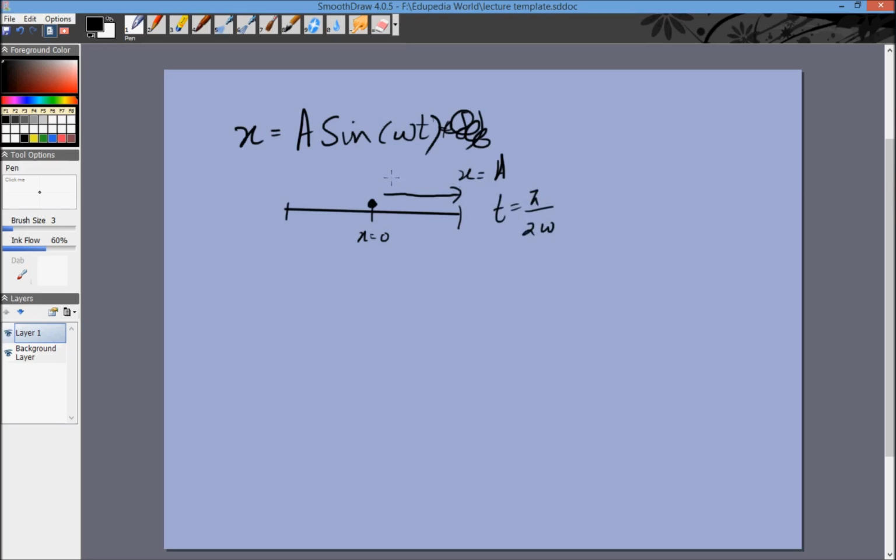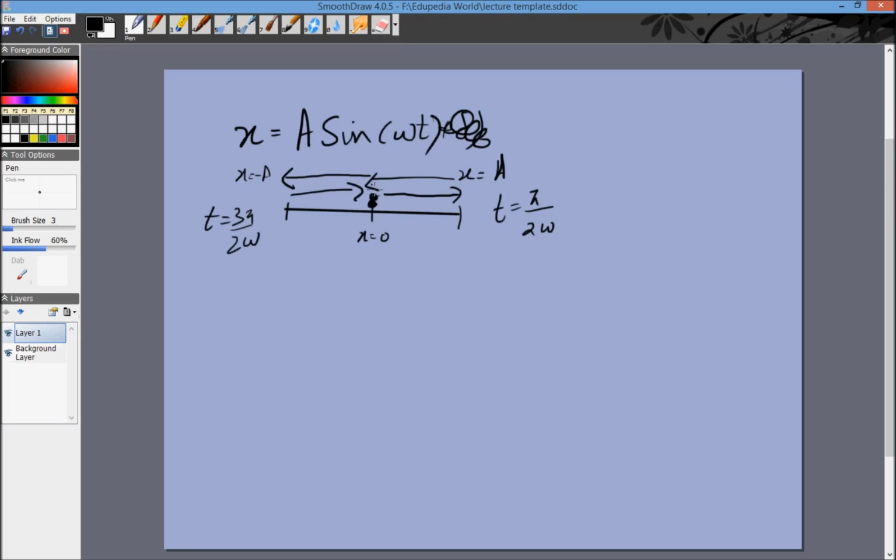Then it reaches the origin back again, and then it reaches this particular left extreme where x will be minus a. And when will that be? When this is 3 pi by 2. So at that time t will be 3 pi by 2 omega. And then it will reach back to its origin. And when will that be? When this particular thing becomes 2 pi.